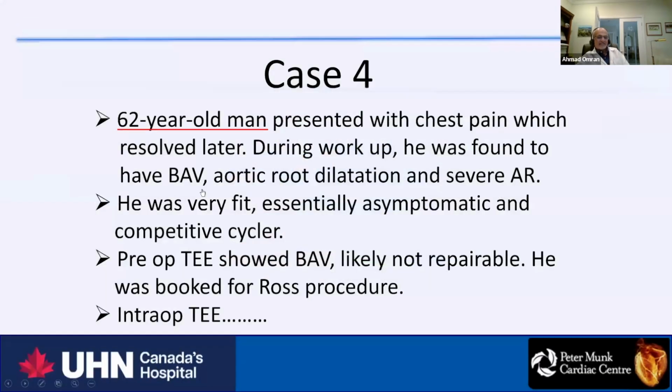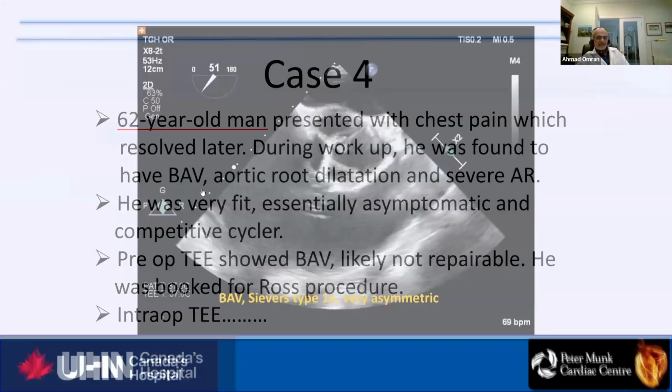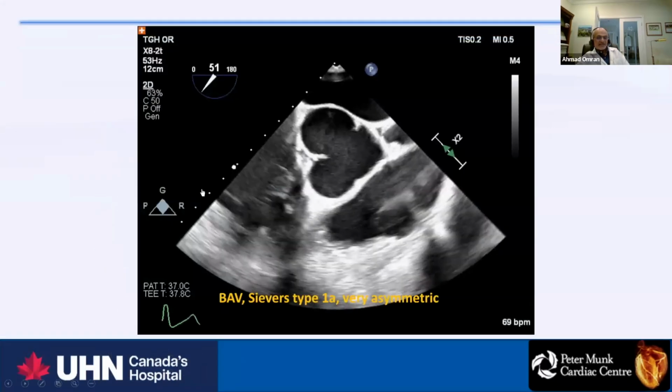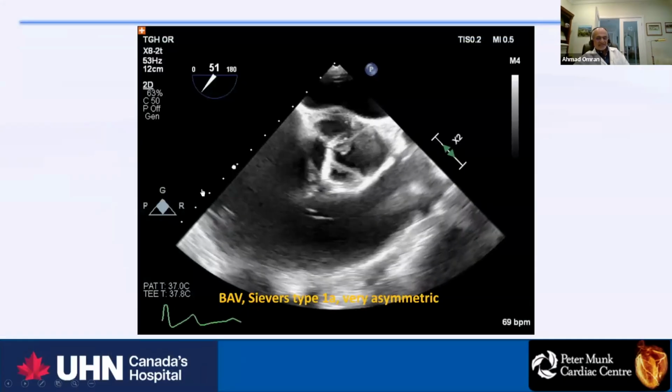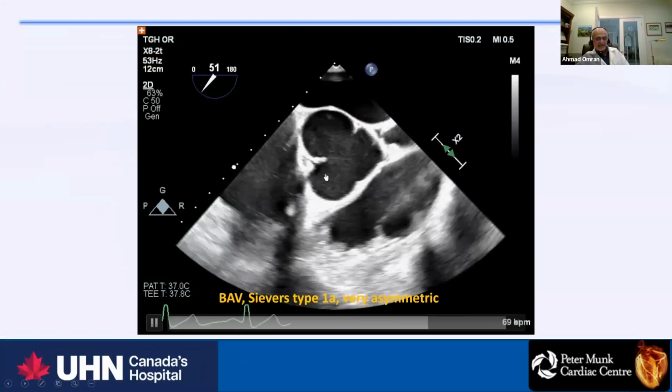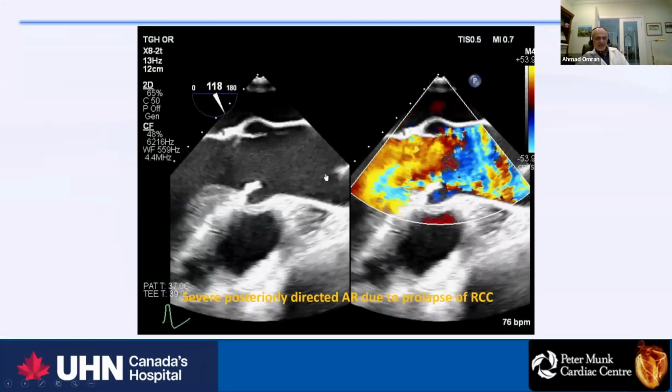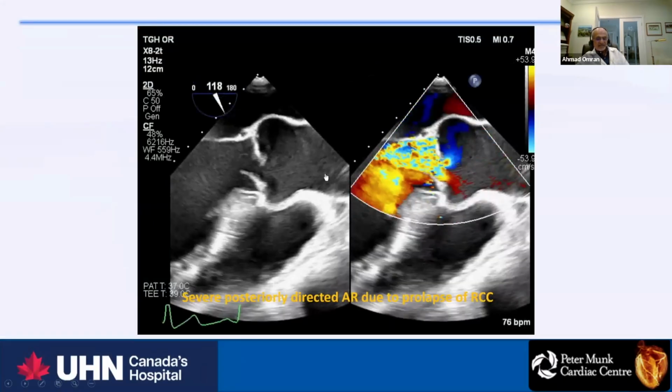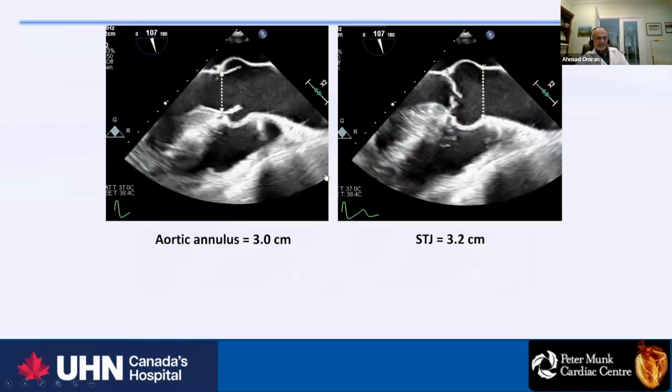So this is another case, the last case. It's a bicuspid valve, you see it. But the bicuspid was not repairable because there is a fenestration here and the valve had a severe prolapse. So we decided to do a Ross in this patient. This is a bicuspid. Again, it's a little bit dilated. Usually we say if the annulus is above 2.7, it is not very ideal for Ross, but still we can do it.